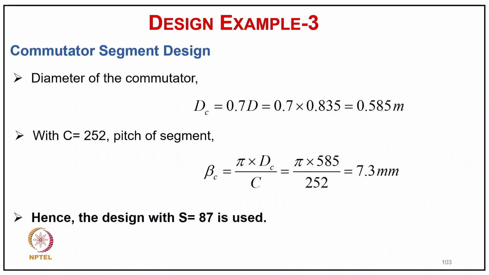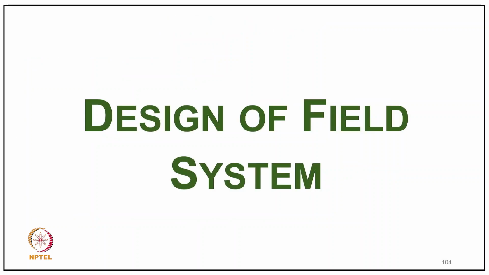Now the diameter of the commutator is DC equal to 0.7 D, so it becomes 0.585 meter, and the pitch of the segment is beta C equal to pi DC upon C, so it becomes 7.3 millimeter. Hence the design with S equal to 87 is used. Now coming to the design of the field system.